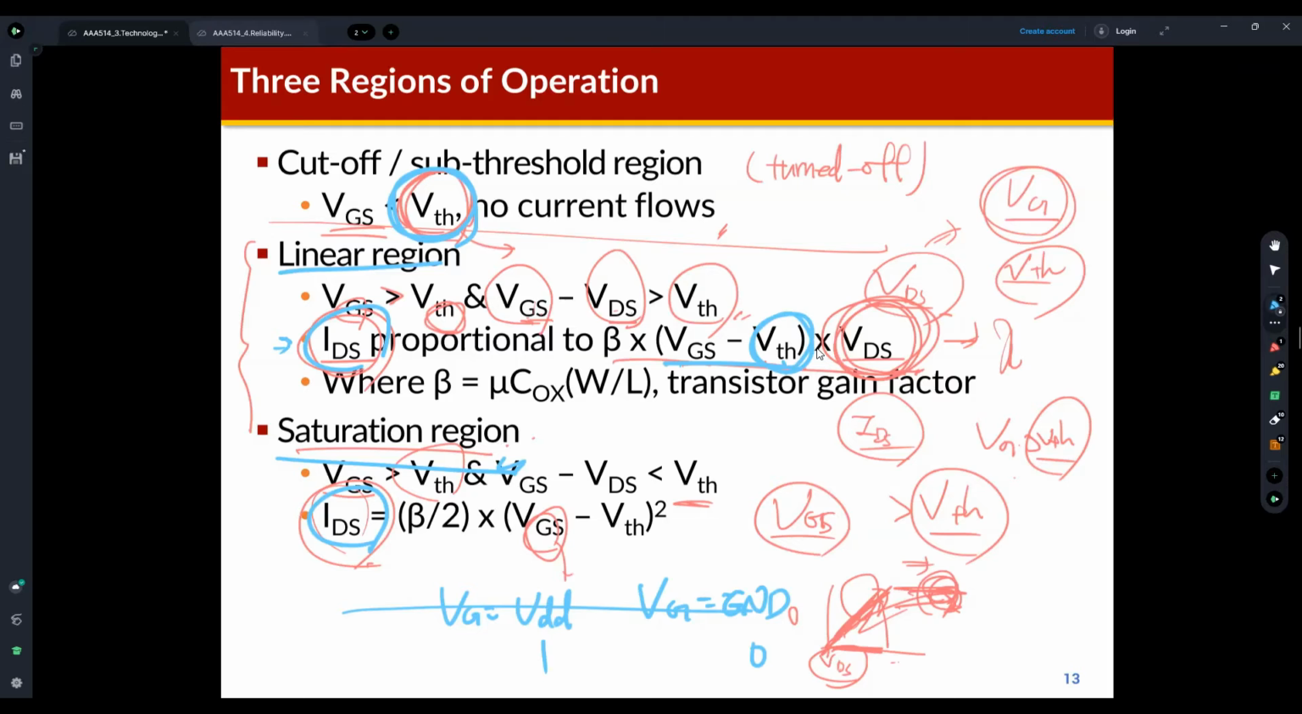It's the current level, which means the amount of electric charge going through this MOS transistor circuit. So if IDS has a high value, the current level is high, which means more electric charge can pass through the CMOS transistor circuit.